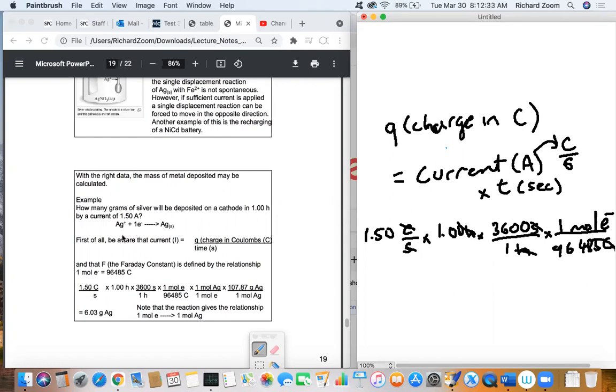We do have a relationship here, a stoichiometric relationship, that tells us that 1 mole of electrons produces 1 mole of silver solid. So that's the next step. 1 mole of Ag over 1 mole of electrons.